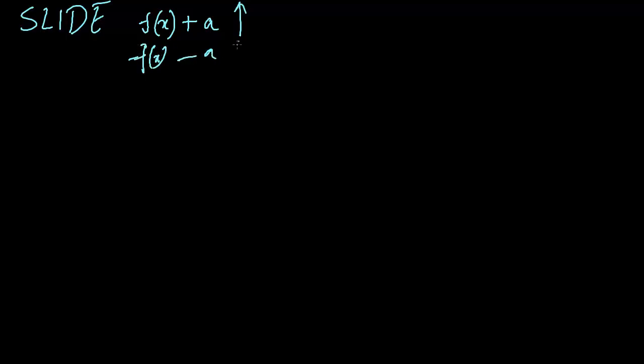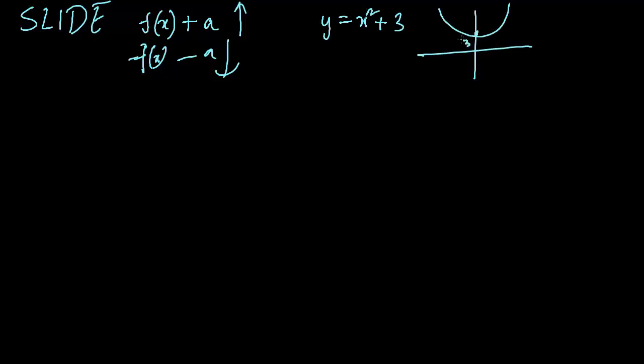So the next one is slide, or we can write it down like this. f(x) plus a, it either slides upwards. f(x) minus a, you slide downwards, remember. So when you have a picture like this, y equals x squared plus 3, you slide the picture upwards. That's it. You start from the original picture, y equals x squared, and you slide it upwards.